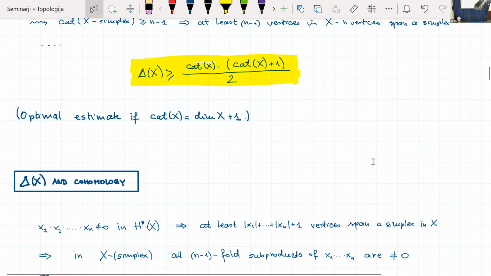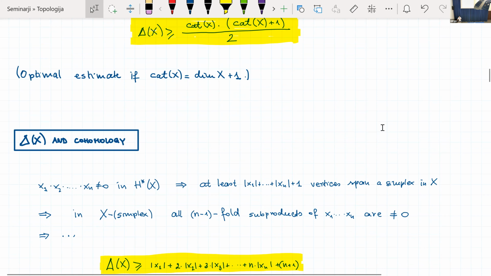So a better, a refined approach would be to use the cohomology ring. And again, the idea is quite similar. What you do is you take a non-trivial product in cohomology, and then you say two things. First, this non-trivial product detects some dimensions. If you have a non-trivial product, then you look at the dimension of this cohomology class, and then you know that there must be a simplex of that dimension. Sometimes you say, well, there must be many simplices of those dimensions.